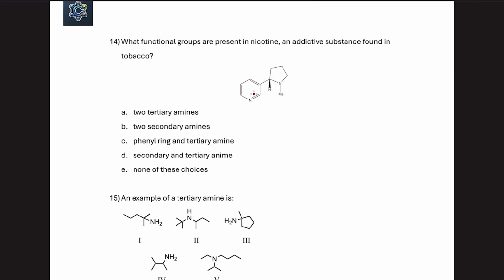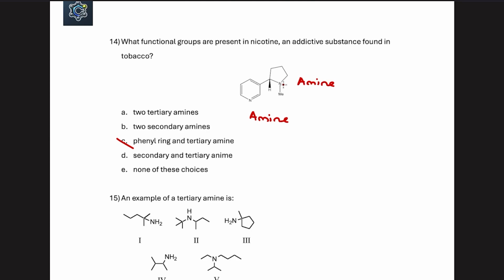The next question is asking us what functional groups are present in nicotine, an addictive substance found in tobacco. I see these 2 nitrogens that are alone. So definitely we have 2 amines. We'll classify this one as an amine, this one as an amine. Now, you might be tempted to say that this is a phenyl or a benzene ring. It's not, because of this nitrogen, it's no longer a benzene ring. And so we definitely do not have a phenyl or benzyl ring. So we can eliminate answer choice C.